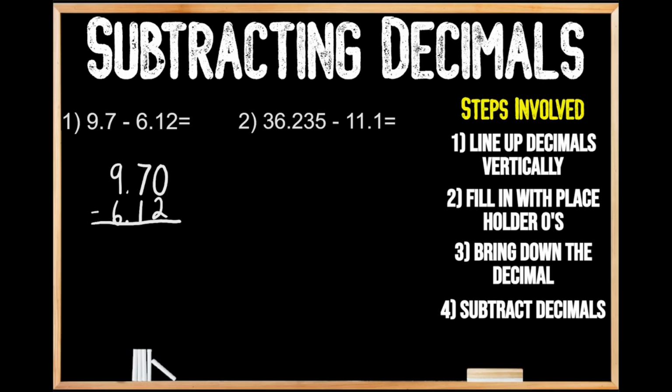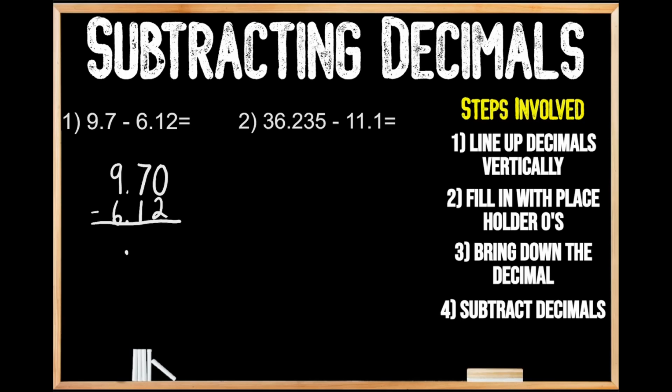Now we can move on to step number 3, which is to bring down the decimal into our answer, because the location of our decimal is not going to change in our answer. Now we can see all 3 of our decimals here are properly aligned. So we can move on to step number 4, which is to subtract the decimals from right to left.